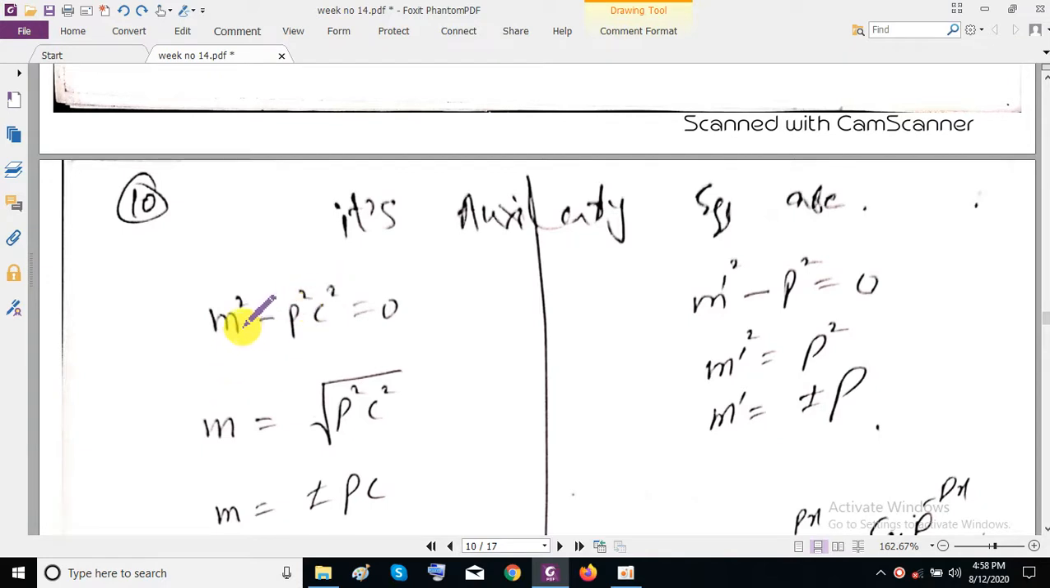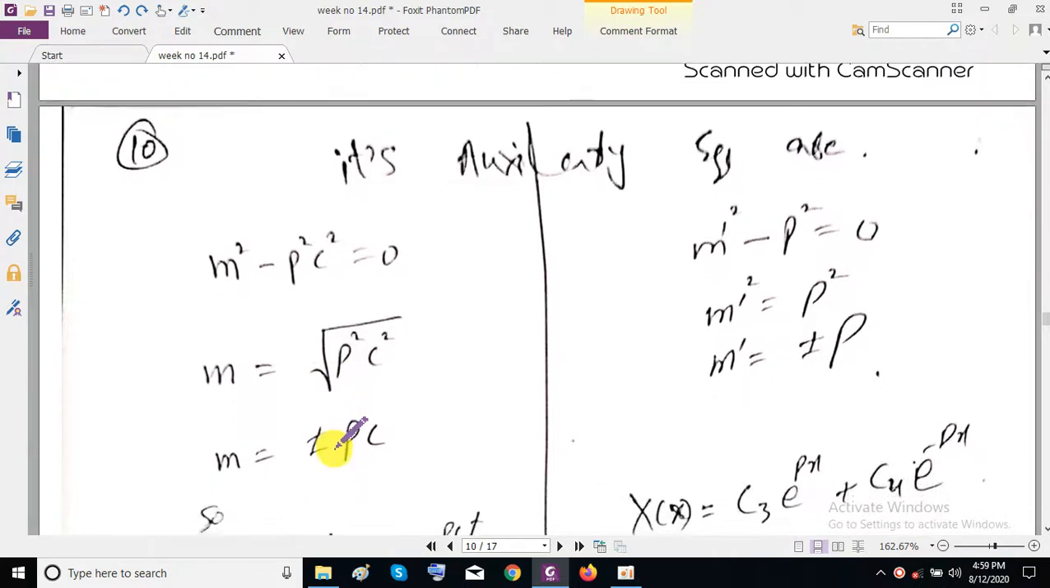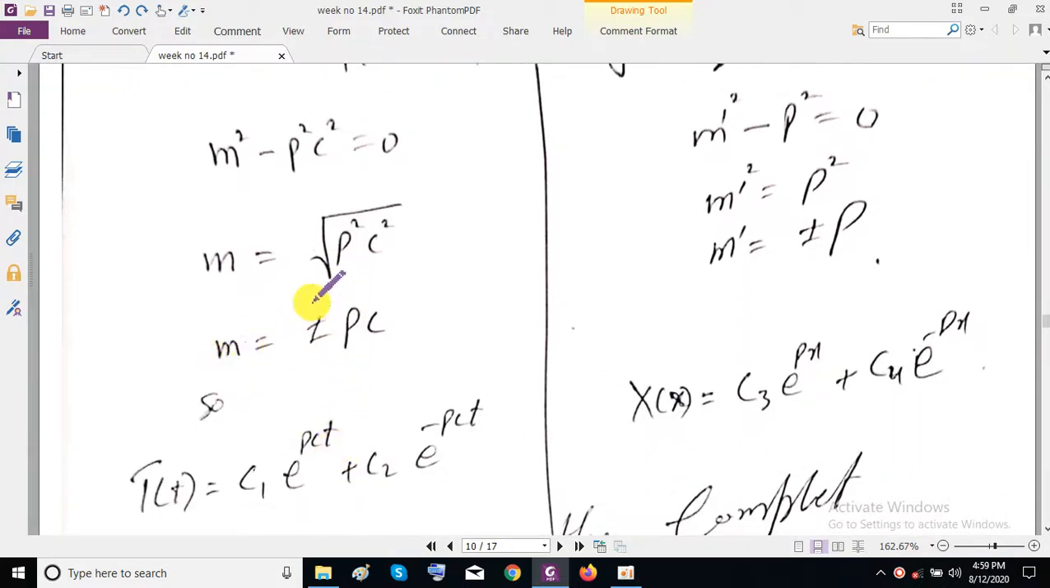So we shift this value to this side, m square equals c square with positive sign. And if we take the square root on both sides, we get the value of m equal to plus minus pc. Now both are real values. So the solution will be T of t is equal to c1 e power pct plus c2 e power minus pct. Okay, two roots have come.